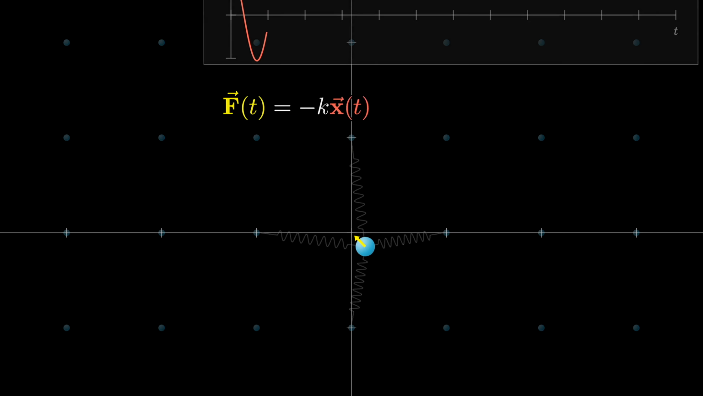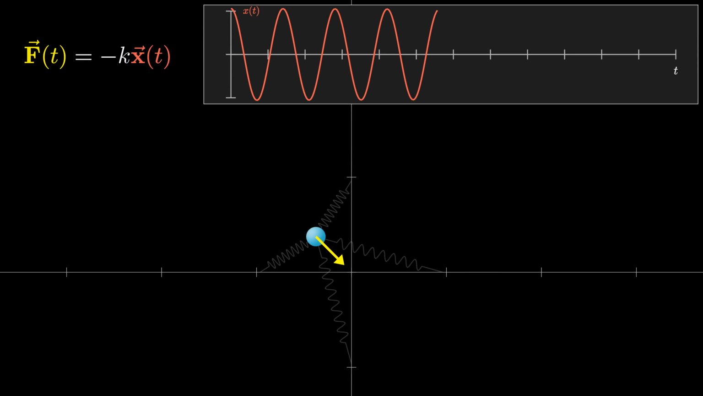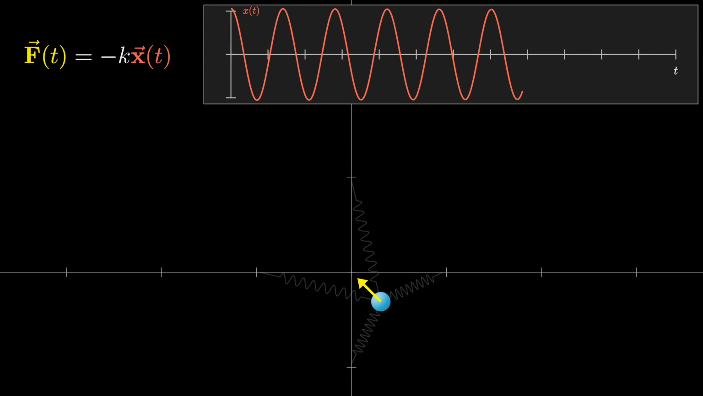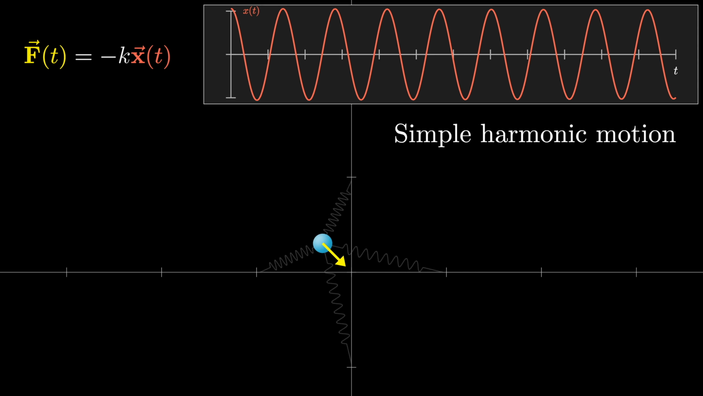If I just run this as a simulation, plugging in this force law, here's what that displacement looks like as a function of time. What you get looks like a sine wave. This is called simple harmonic motion. And the frequency of this wave is going to matter a lot for you and me.